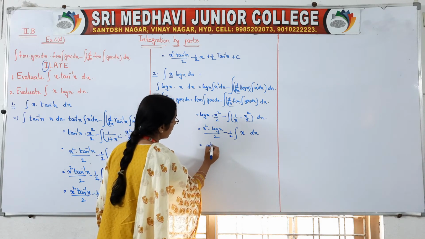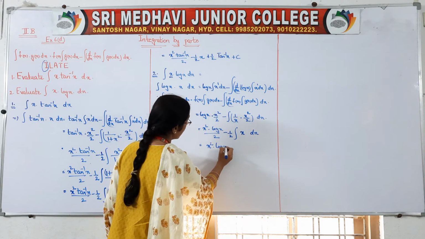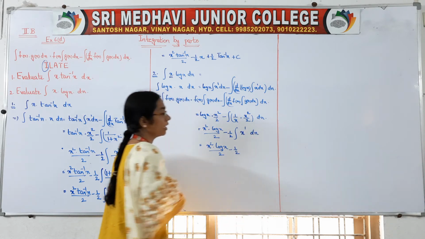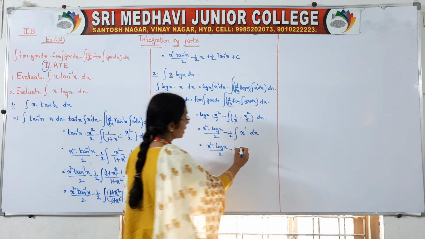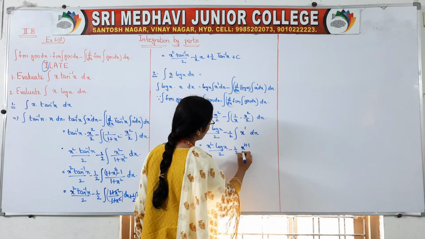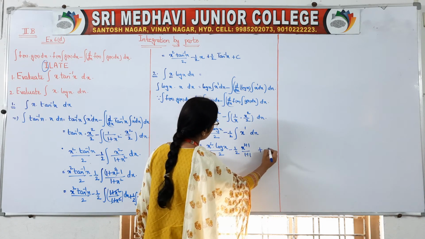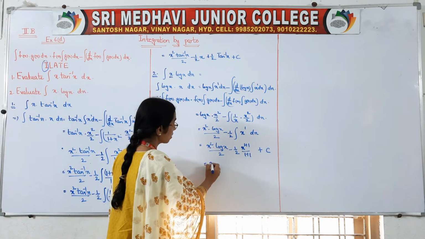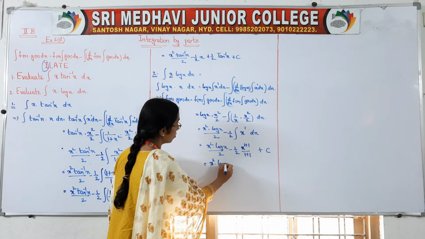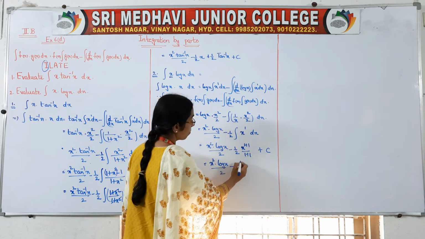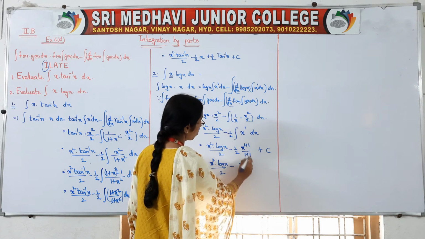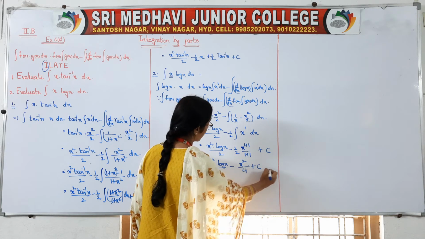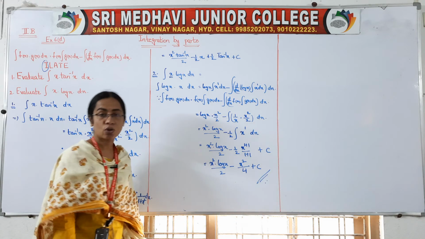Right. So it is x square log x by 2 minus 1 by 2 into the integral of x. In the integral of x to the power of n form, we get x to the power of n plus 1 by n plus 1. After the completion of the integral, we have to write plus c, isn't it? So it is equal to x square into log x by 2 minus x to the power of 2 by 2 into 2, that is 4, plus c, which is the answer of this question.